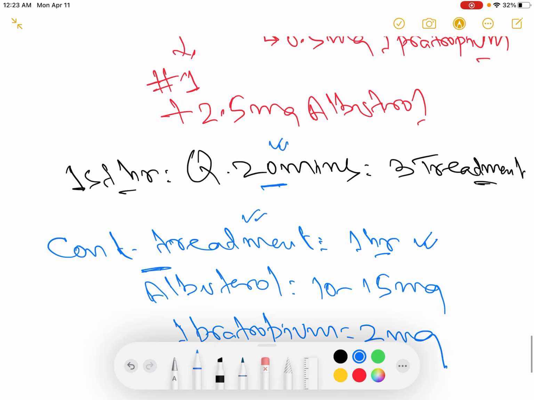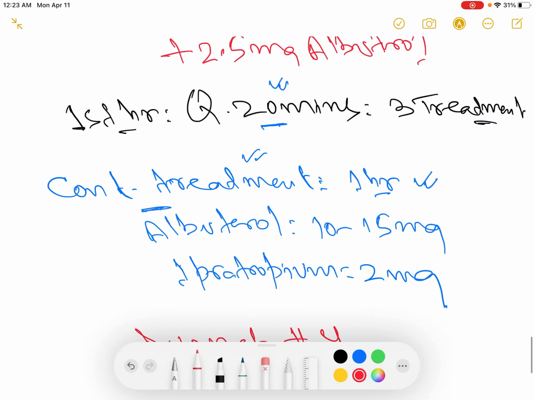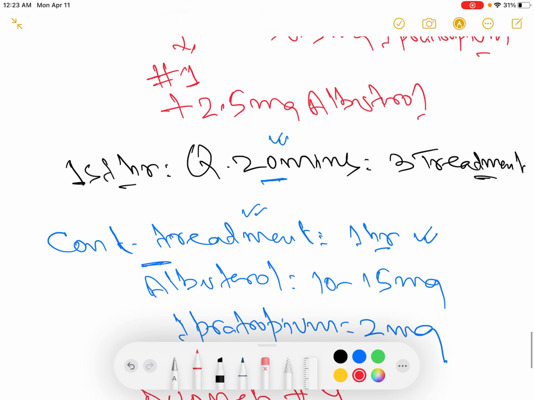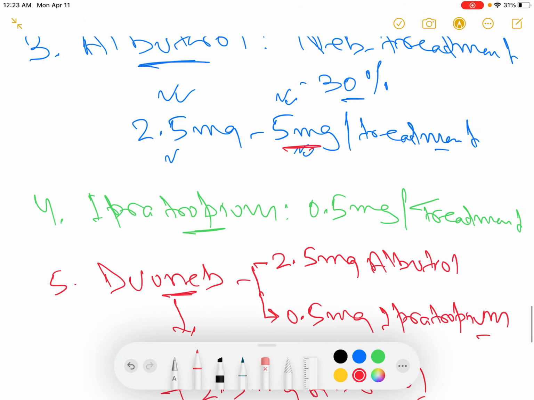So what I do is that I still use this. I use the DuoNeb for the continuous treatment, and I order 4 vials of it. These 4 vials of the DuoNeb will have about 10 milligrams of albuterol and 2 milligrams of ipratropium, and that is good enough. It worked really well. I found it very effective. So these are the treatments in the first hour.